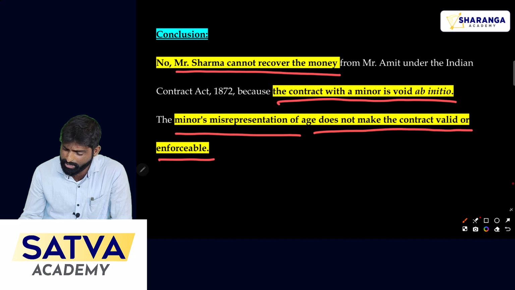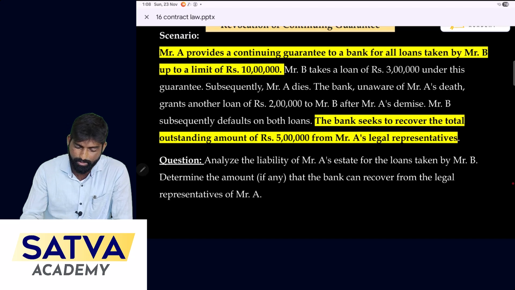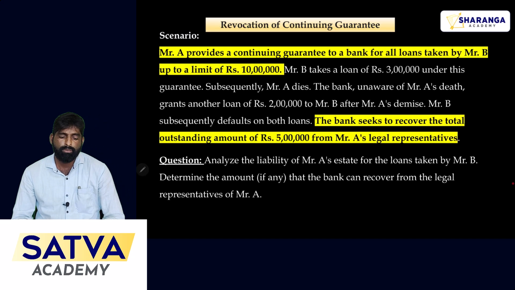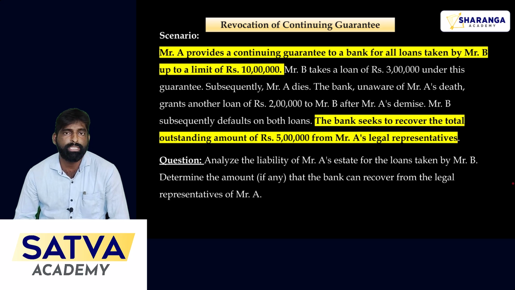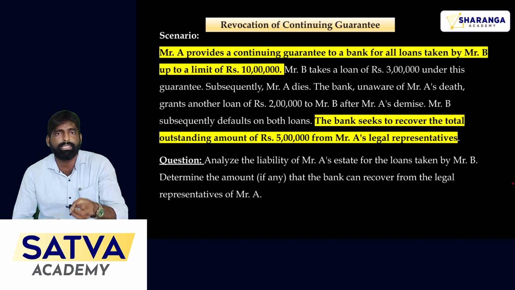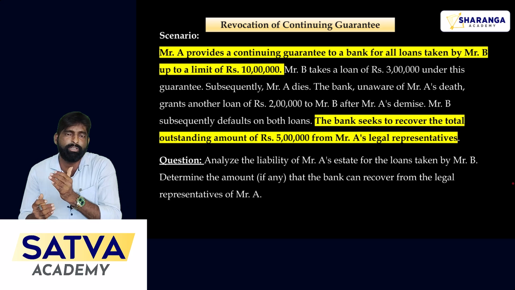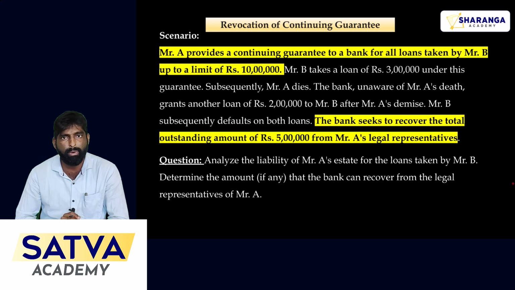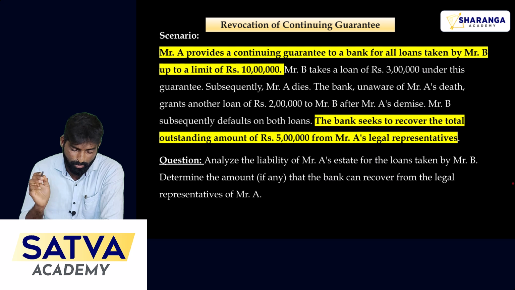Okay, let's move to the next topic. So that is the revocation of a continuing guarantee. Here, guarantee is an exceptional case where even without consideration you can make a valid contract related to guarantee, or giving surety to the other party. Usually guarantee is given in the case of loan agreements. Okay, let's see the question here.